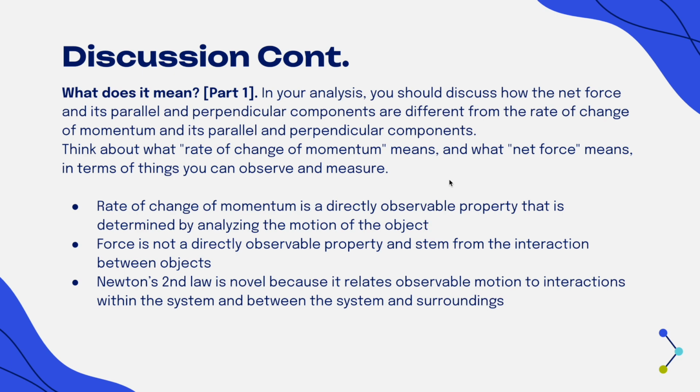It's also worth noting that the net force and the rate of change of momentum, even though we set them equal to each other in Newton's second law, are not really the same exact thing. The rate of change of momentum is an observable property, while the net force is not directly observable, and it stems instead from the interaction between objects. That's why Newton's second law is so important, because it relates this observable motion to properties that we can't observe between the system and surroundings.